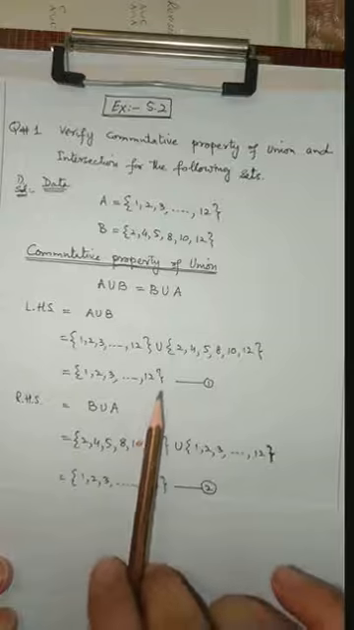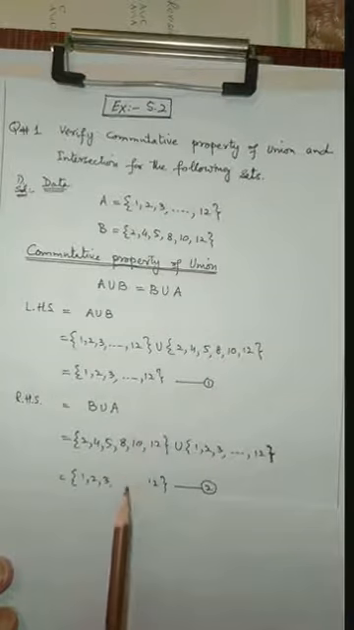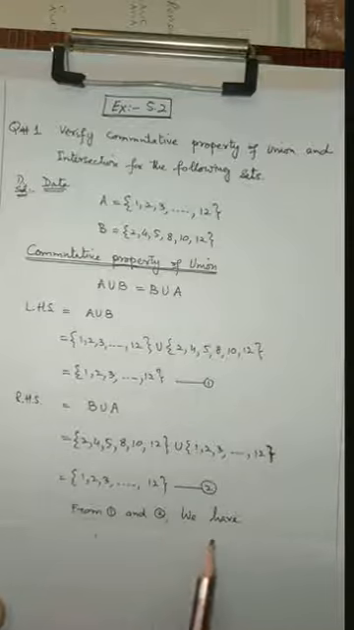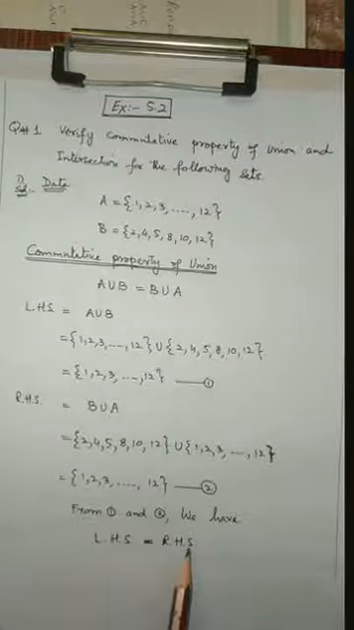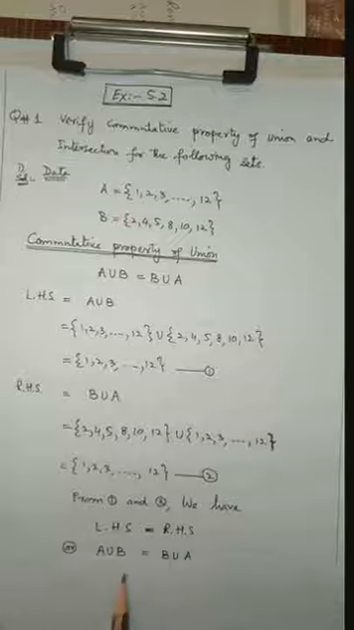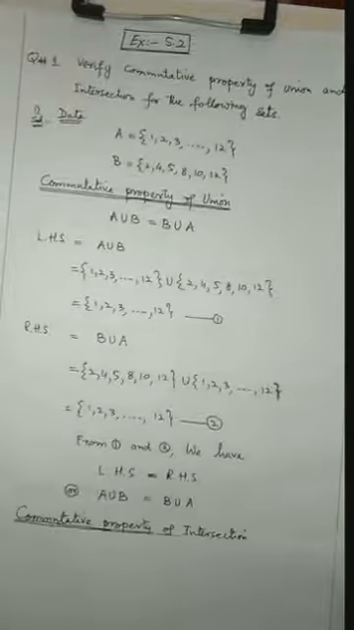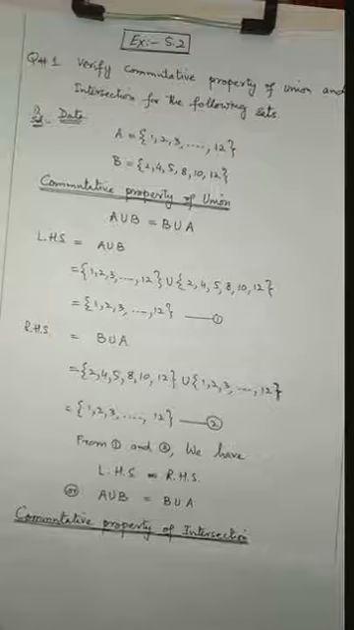Is the answer of equation 1 and 2 the same? So from equation 1 and 2 we have left hand side is equal to right hand side, or A union B is equal to B union A. Now, commutative property of intersection: A intersection B is equal to B intersection A.